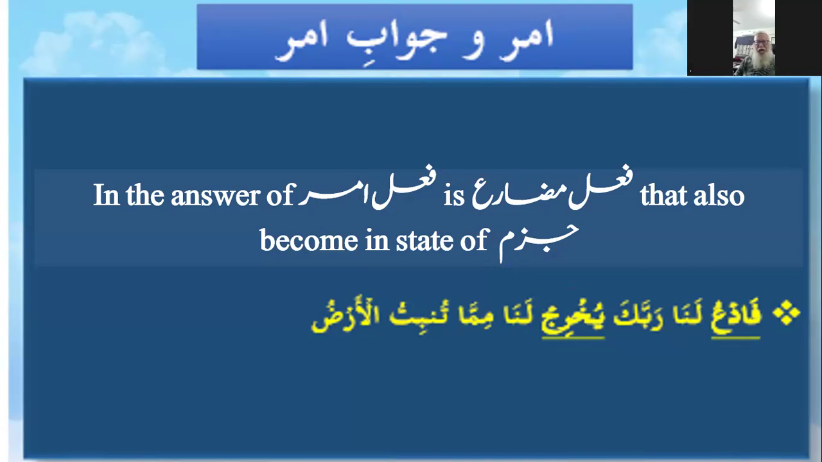The example is: Bismillah. فَادْعُ لَنَا رَبَّكَ يُخْرِجْ لَنَا مِمَّا تُنْبِتُ الْأَرْضِ. فَادْعُ. What has changed in this adu? It was ud'u. The waw, the weak letter, has dropped when the fa came. Yukhriju, the damma has dropped: yukhrij. So these are the two changes, because the changes in shart and jawab shart can occur.